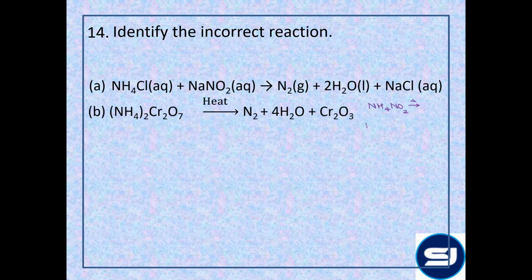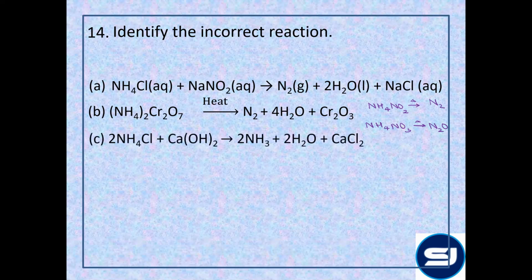नाइट्राइट. Nitrogen gas. एंड नाइट्रेट N2O. Perfect. Ammonium chloride with calcium hydroxide gives ammonia. Yes. तो ये तीनों अगर करेक्ट रिएक्शन है तो आंसर होगा डी.